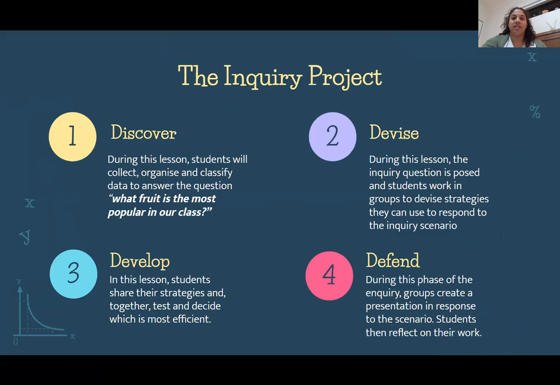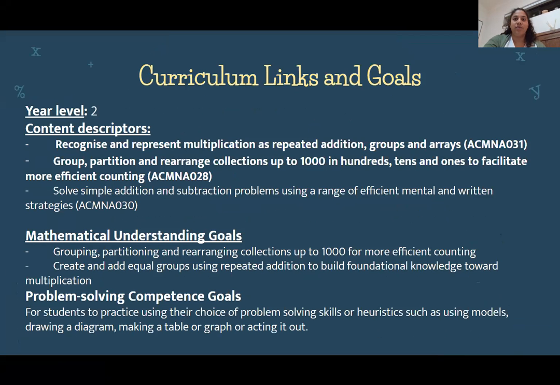This inquiry project follows the 4D model of inquiry. The lesson presented to you will address the devise phase of the inquiry and will follow the initiate, facilitate, and close lesson structure. The lesson will primarily address the first two listed content descriptors. The other descriptor will be used in conjunction with students' learning.